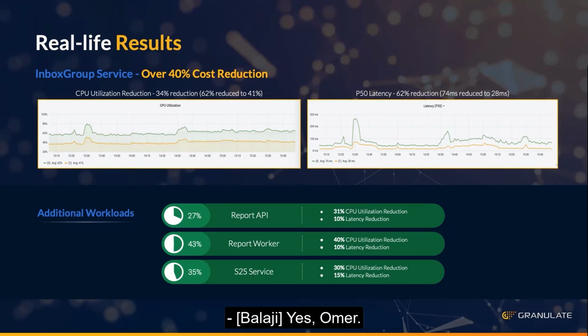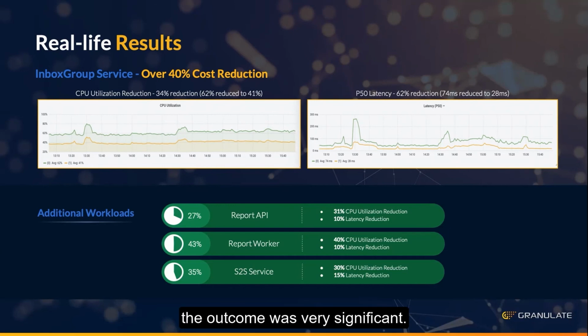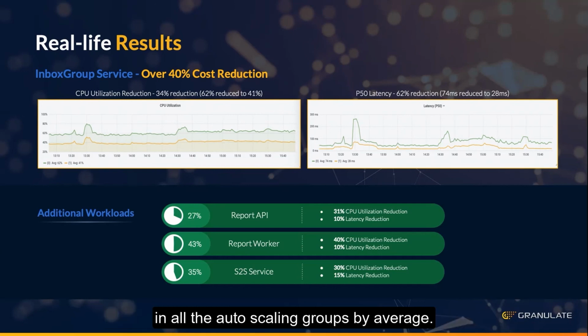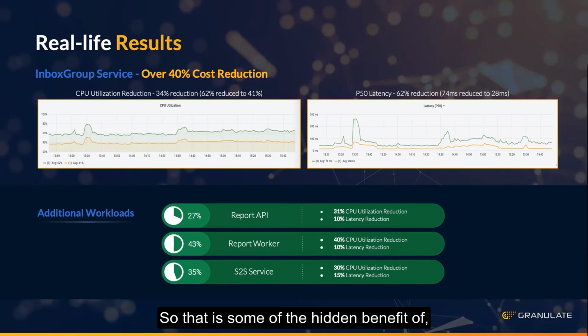Yes, Kumar. So we have activated close to 30 auto-scaling groups. The outcome was very significant. We were able to see on average a 25% cost reduction in all the auto-scaling groups. That's not the only thing. There are hidden factors, like choosing the right instance type to reap better utilization. That is some of the hidden benefit we've seen in this transition.